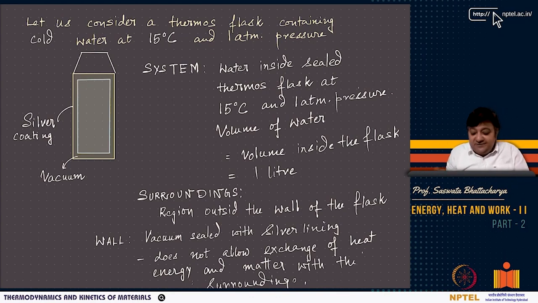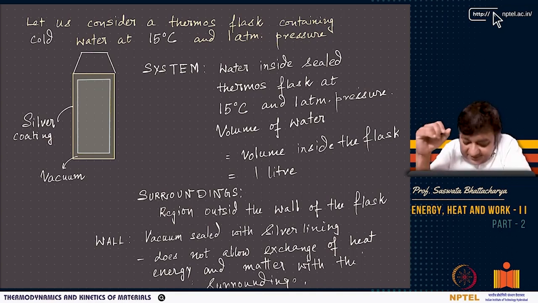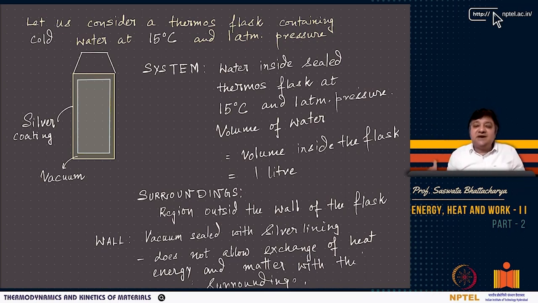Now say, for example, on a very hot summer day in Hyderabad, I have filled this thermos flask with cold water at 15 degrees Celsius and 1 atmosphere pressure. Now I go to my office and I see that it is still cold, and I can enjoy this cool water when I am drinking. So why is it cold? Because in hot weather in Hyderabad, the temperature can go up to like 40 degrees Celsius, right? So why is it that the water inside this sealed thermos flask remains at 15?